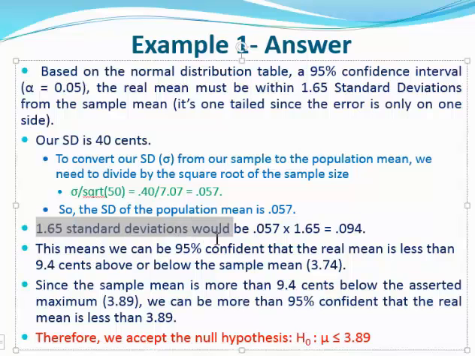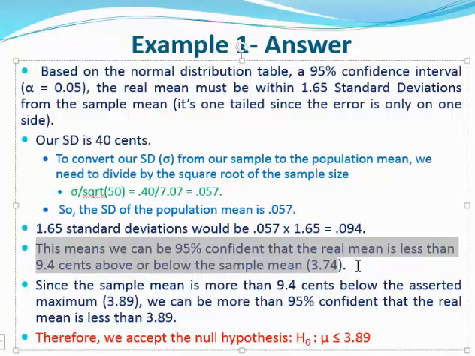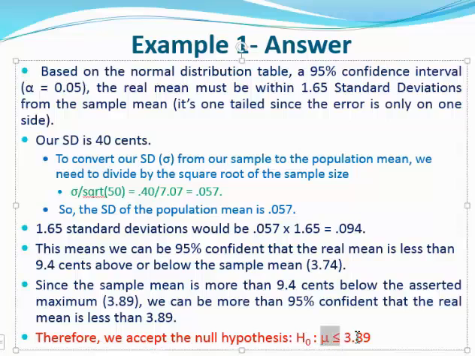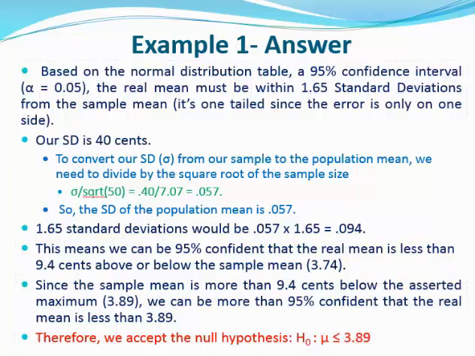1.65 of those was 9.4 cents, which means that we can be 95% confident that the real mean is less than 9.4 cents above or below the sample mean. And since the sample mean is more than 9.4 cents below the asserted mean, the H0, $3.89, we can be more than 95% confident that the real mean is less than $3.89, and therefore we can accept the null hypothesis that the real mean is less than or equal to $3.89.